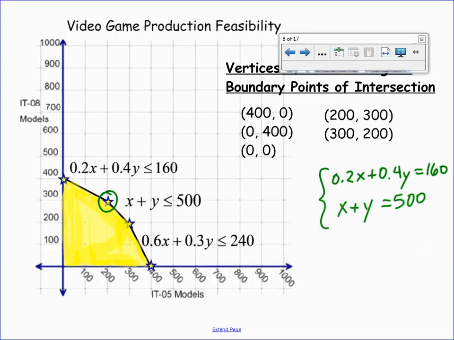The reason I'm doing that is because today, right, you're going to have to go ahead and set up a system to find those intersection points. They're not going to be quite as nice as the 200, 300, and the 300, 200 that came out of your activity. What would I do if I wanted to figure out that intersection point? What would the equations in my system be? Go ahead and decide and then tell the class when I call on you. Maya?